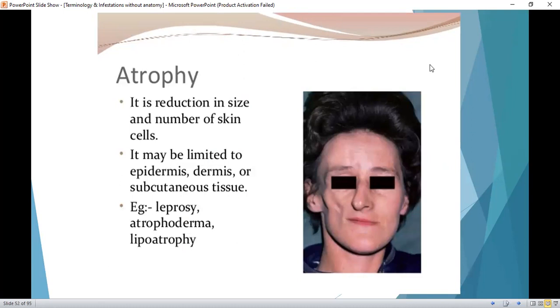Then what is atrophy? It's a reduction in size and number of skin cells. It may be limited to the epidermis, dermis, or the subcutaneous tissue. For example, atrophy secondary to leprosy, atrophoderma, and lipoatrophy. It can also be seen after injection of insulin.